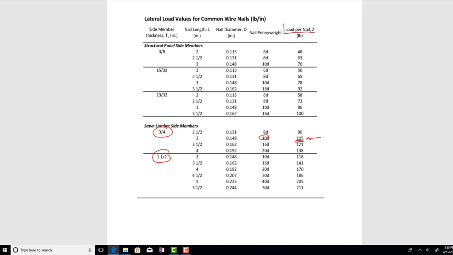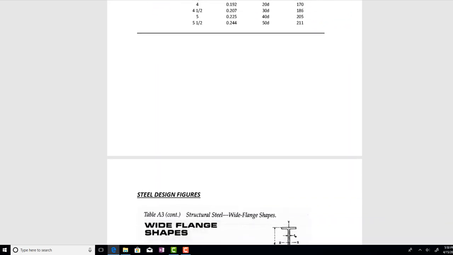Don't forget that this is load per nail. And so if I had 2 nails in that particular connection, 2 10 penny nails holding a 1 by 4 to something, then my capacity would be 105 times the 2 for the nails, or 210 pounds. Pounds is there for our units. So you can use the chart either forward or backward, depending on what you're trying to utilize it for.